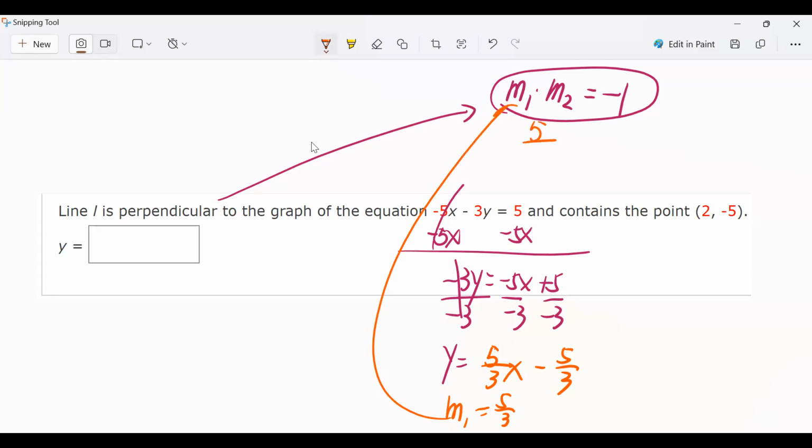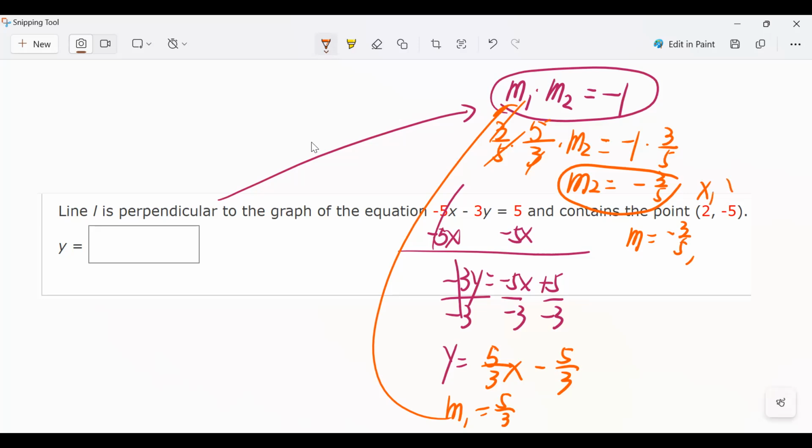Now you plug this back into this equation: 5/3 times m2 equal to -1. So you can find the slope of the perpendicular line. Multiply by 3/5 on both sides of the equation, so this gets canceled, and m2 equals -3/5. Now we're given the slope of the perpendicular line, and also the given point. The slope is -3/5, and we can use x1, y1, where x1 is 2 and y1 is -5.